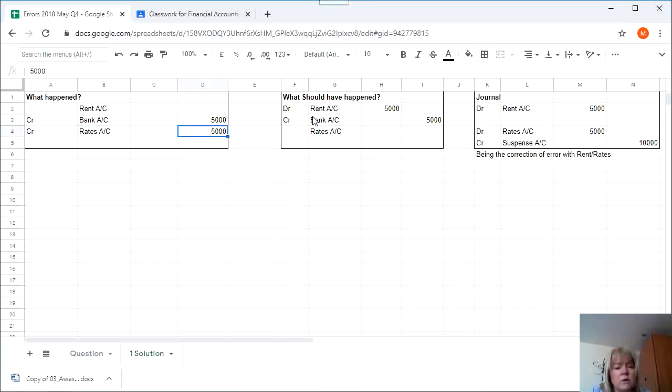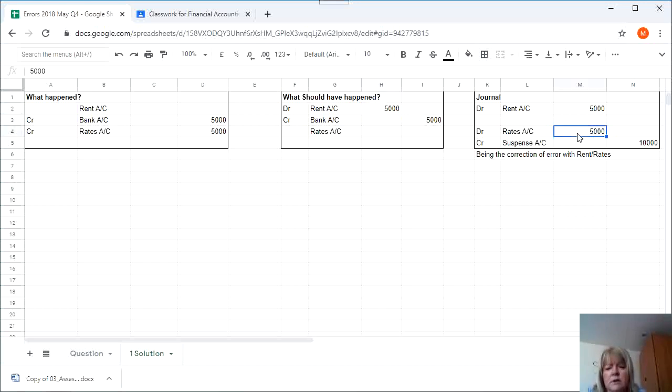So what should have happened was the rent account should have been debited. The bank account is correct there at a credit of 5,000, and there should have been no entry in the rates account. So therefore, to move on to the third step, in order to correct that, my journal entry will be to debit the rent account as it should have been with 5,000. Don't do anything with the bank because that's correct as it is. I have to take out the rates entry, so I have to debit the rates entry of 5,000.